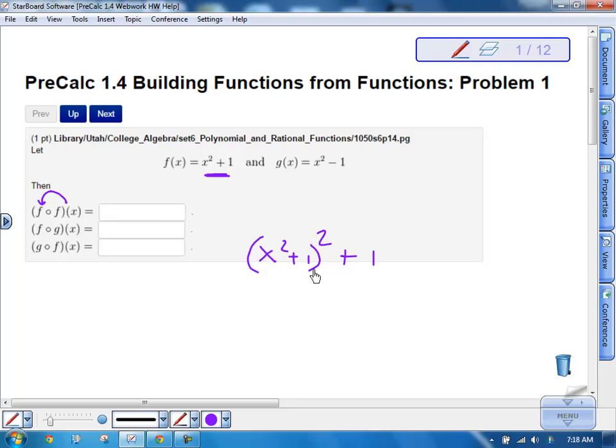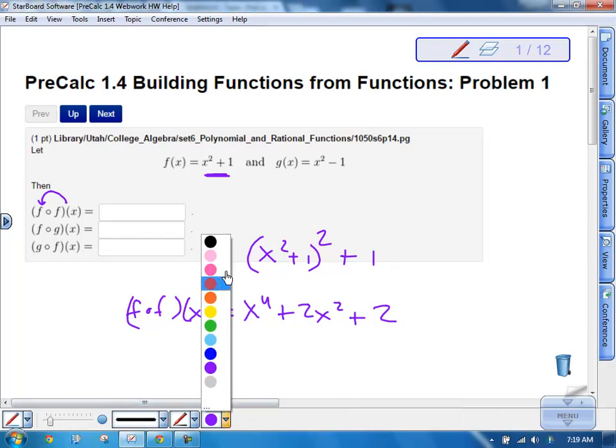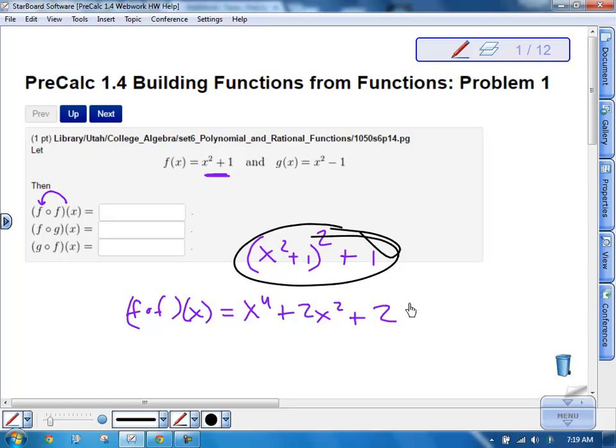Now, you probably want to FOIL this, I'm guessing. I don't know if Webwork will accept this or not. I guess I'll try both in a second. But to FOIL it, you'd have x to the fourth plus 2x squared plus 1, plus 1 would be 2. So this would be f of f of x right here. And for me, Webwork accepted both of these answers, this and this.